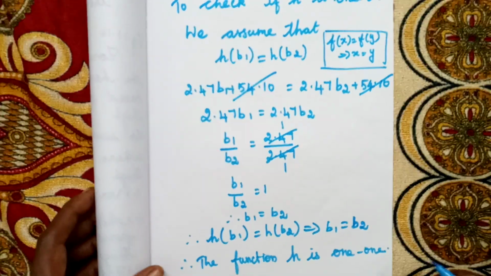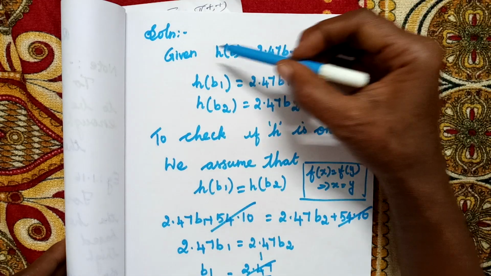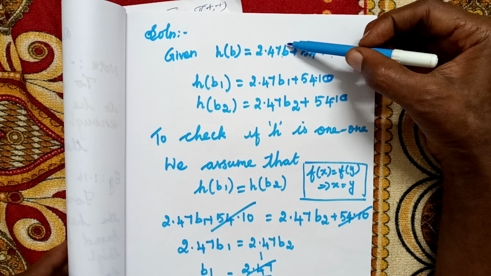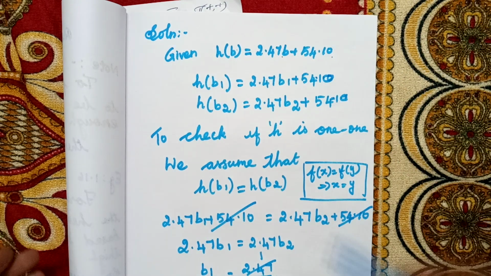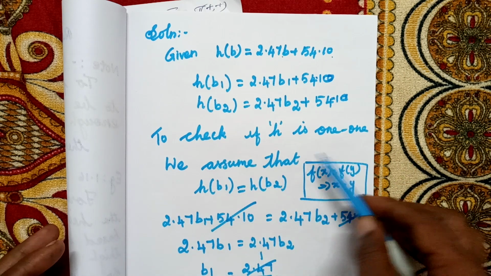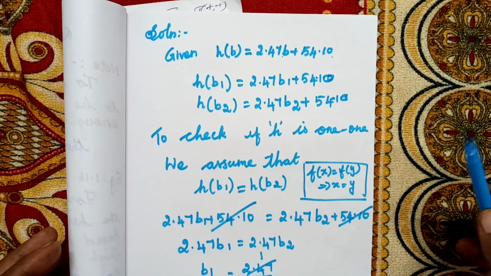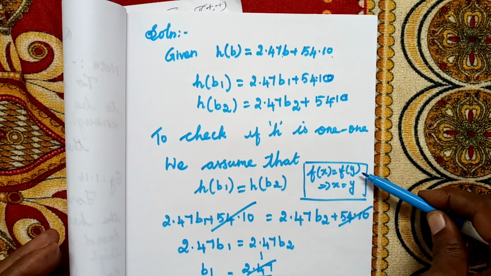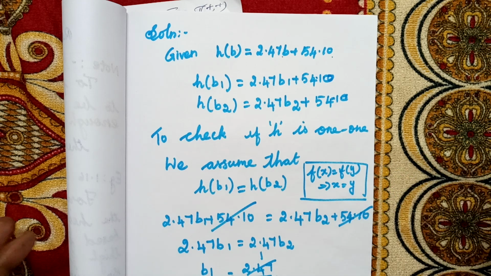Students, how will you understand this? First, this function h of b is given. Height is the height of the person, b is the length of the thigh bone. Whether it is 1-1, like that we have to check. For checking this, already one rule is there: if f of x is equal to f of y implies x is equal to y, then that is 1-1.